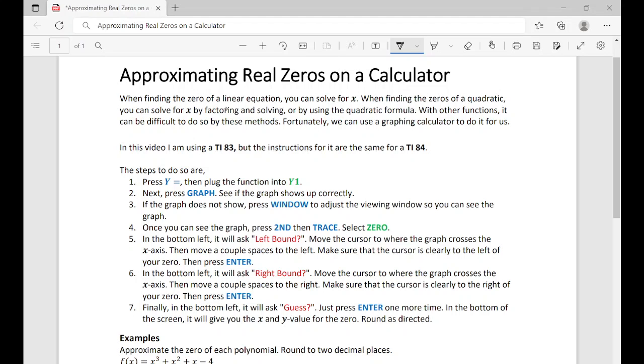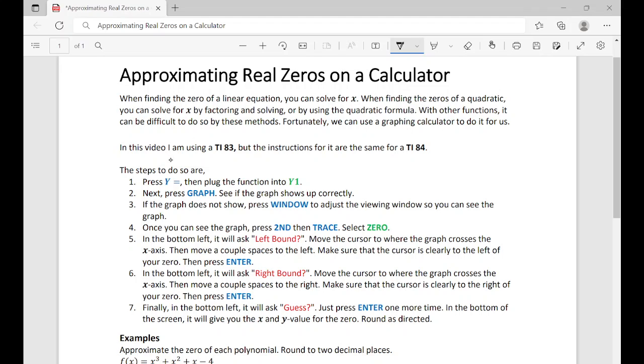When finding the zero of a linear equation, you can solve for x. When finding the zeros of a quadratic, you can solve for x by factoring and solving or by using the quadratic formula. With other functions, it can be difficult to do so by these methods. Fortunately for us, we can use a graphing calculator to do it.